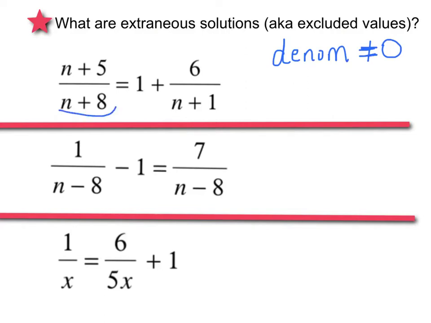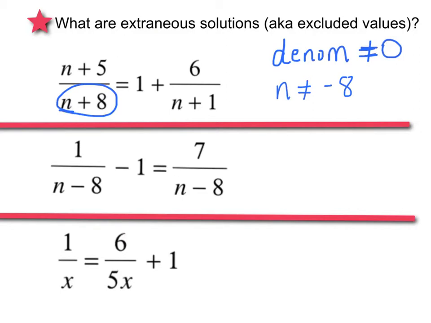So here's a denominator. What value of n could you add 8 to and get 0? What plus 8 is 0? Negative 8 plus 8 is 0. So you would say that n cannot equal negative 8. That means if you work this whole problem out, do nothing wrong, and you get negative 8 as an answer, you would have to say there's no solution, because negative 8 doesn't work.